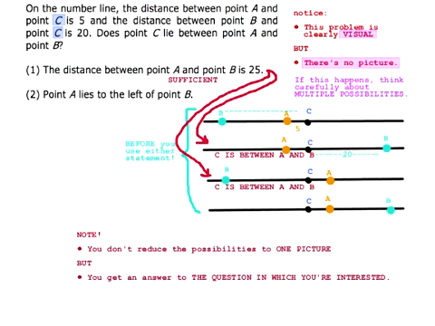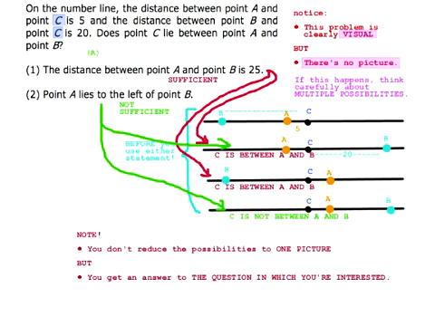Statement 2, point A lies to the left of point B, so that still allows for 2 of these drawings. If point A is to the left of point B, you could be talking about this drawing, or you could also be talking about that drawing. In the first drawing, C is actually between A and B. In the second drawing, C is not between A and B. So that's 2 answers to the question. This is not sufficient. So we have A, alligator.